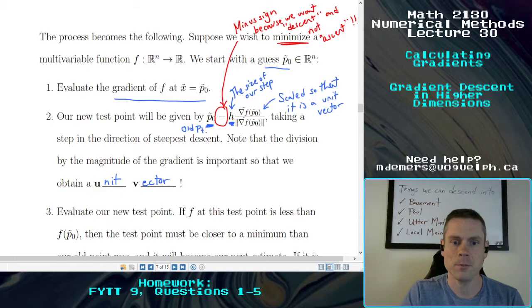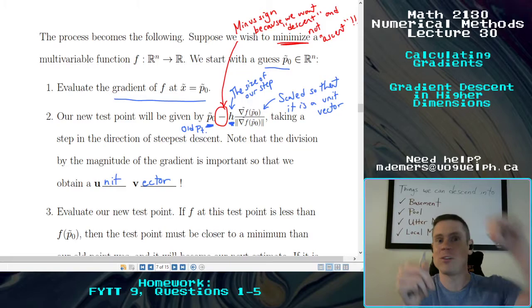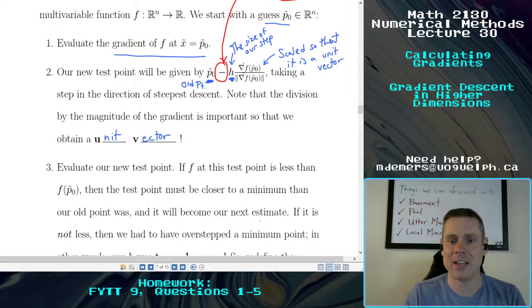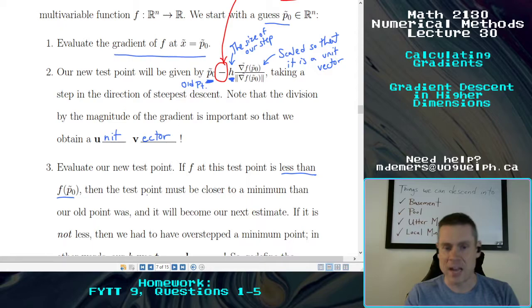What you want to do, we don't even know that this is going to be our next estimate. We have to evaluate it. Because just like before, we might take too big of a step forward and get to a point which was higher. And we wouldn't want to include that. We would want to step to someplace that's closer to that minimum. So we have to evaluate the new test point. If f at this test point is less than f at where we were, then the test point must be closer to a minimum than our old point was. It becomes our next estimate.